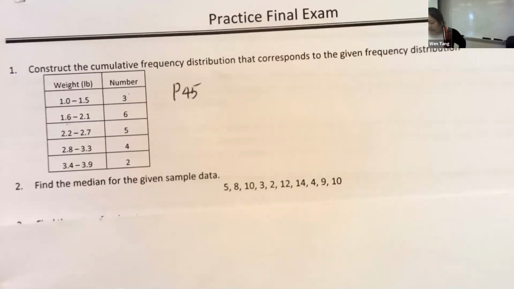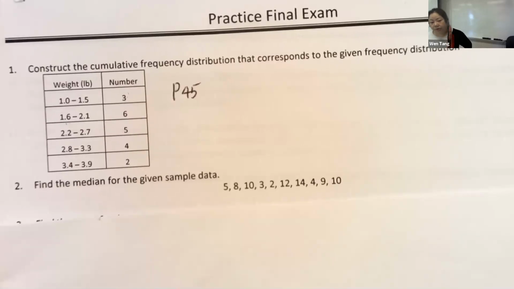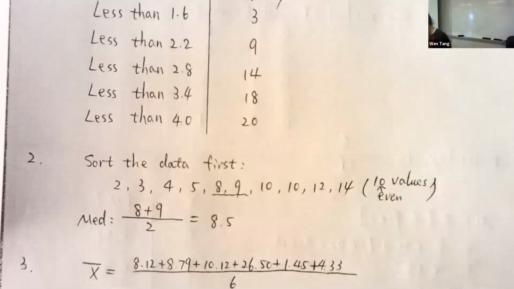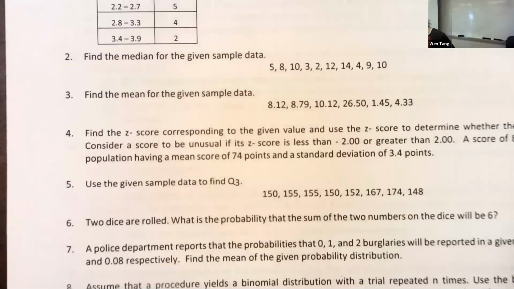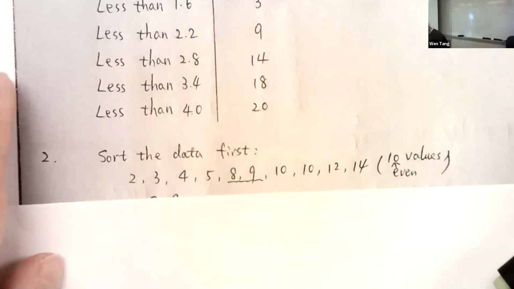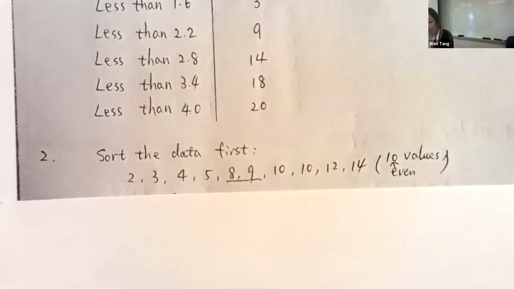The second question just wants us to find the median. We have a group of numbers and we just want to find the median. How can we find the median? Remember, the median is the one just in the middle, right? First, we need to sort our data from the least to the greatest. So first step, we're going to sort our data.